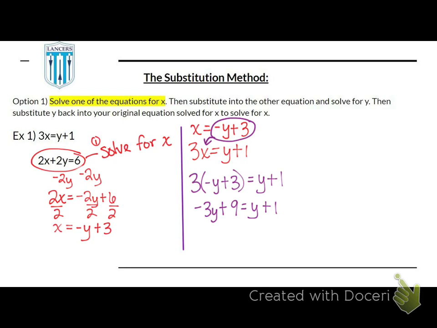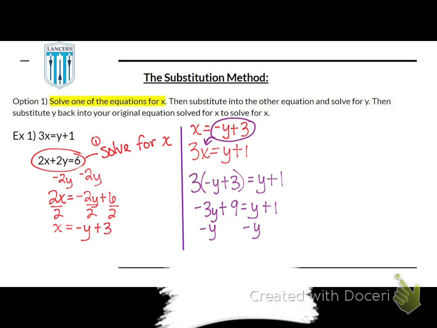Okay, how are we going to move it? Subtract y. Negative 3y minus y. 2y. Careful. Negative 4y. Negative 4y plus 9 equals 1. Subtract 9 on both sides. Negative 4y equals negative 8. Last thing I need to do, divide by negative 4. Y equals 2.